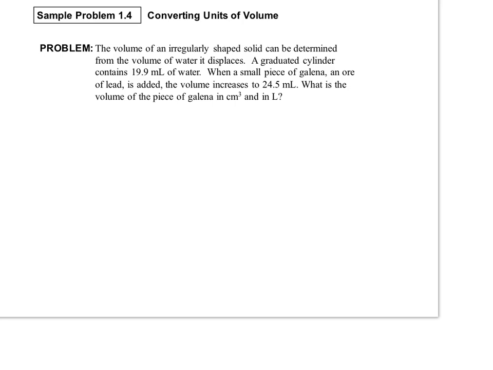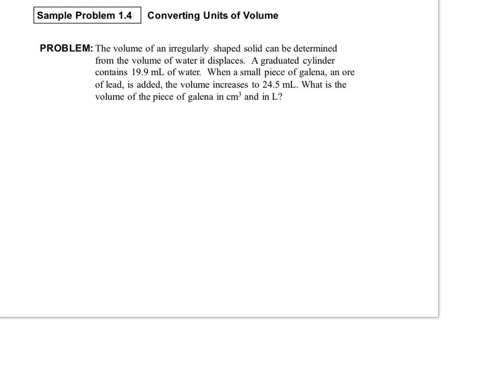Chapter 1, Sample Problem 1.4 is another conversion problem. This time we're going to be converting units of volume. The problem says, the volume of an irregularly shaped solid can be determined from the volume of water it displaces. A graduated cylinder contains 19.9 milliliters of water. When a small piece of galena, an ore of lead, is added, the volume increases to 24.5 milliliters. What is the volume of the piece of galena in cubic centimeters and in liters?